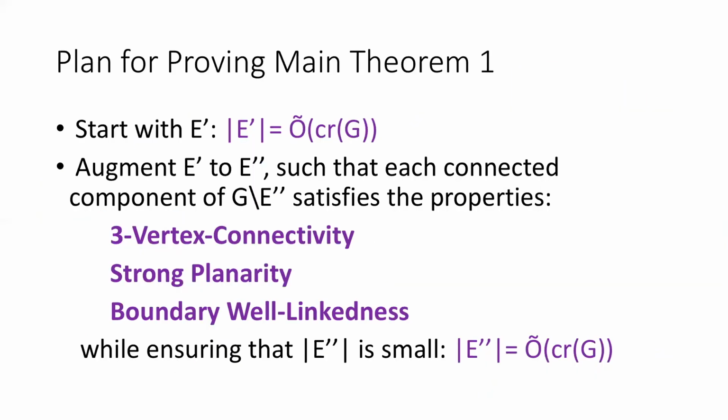Okay. So our plan for using this intuition to prove the main theorem 1 is the following. We start with the planarizing set E prime of edges. Recall that the size of E prime is approximately CRG. And then we augment the set E prime to E double prime, such that each connected component of G minus E double prime satisfies these properties. While we also ensure that the size of E double prime is small, which is almost CRG. So if this can be done, then the main theorem follows from the intuition theorem.